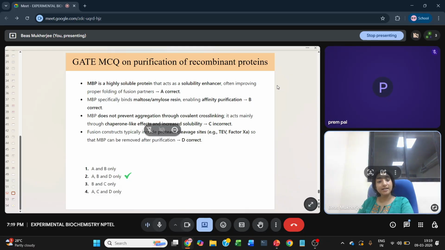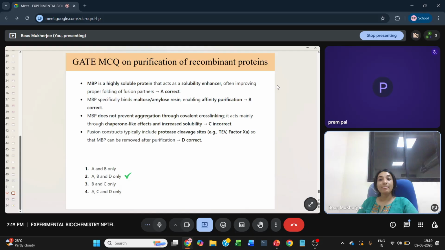So see, MBP is highly soluble. It acts as a solubility enhancer, often improving the proper folding of the fusion proteins. So A is definitely correct. Okay. MBP specifically binds to maltose or amylose resin, enabling affinity purification. Correct. MBP does not prevent aggregation through covalent cross-linking. It mainly acts through a chaperone-like effect and increases solubility. So how does it help with solubility? It acts through a chaperone-like effect.